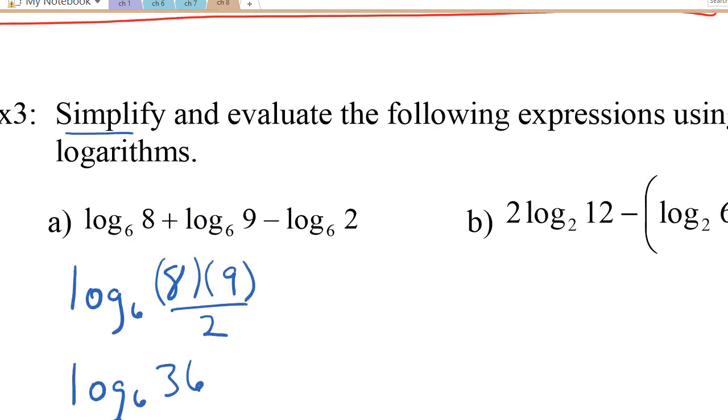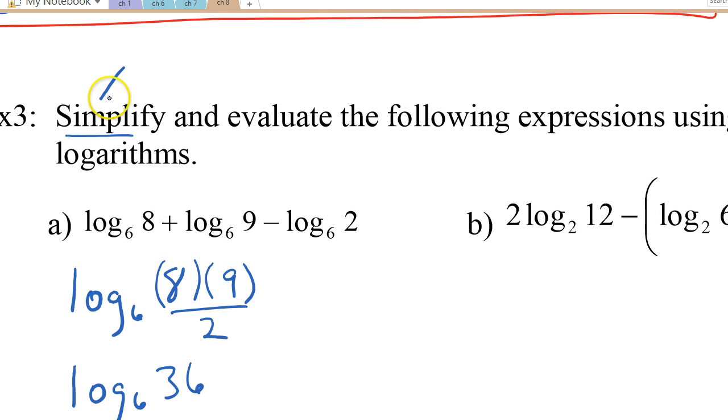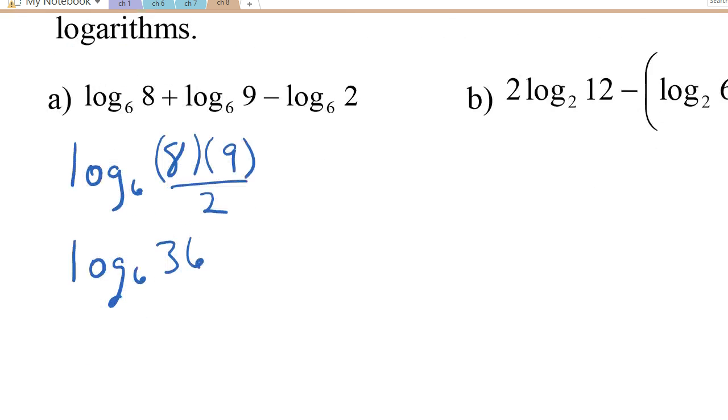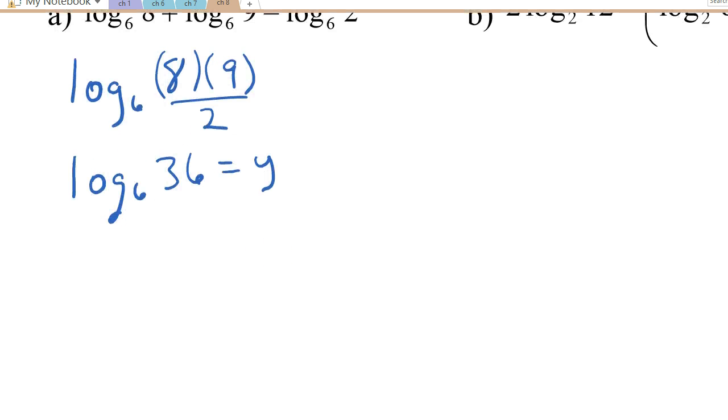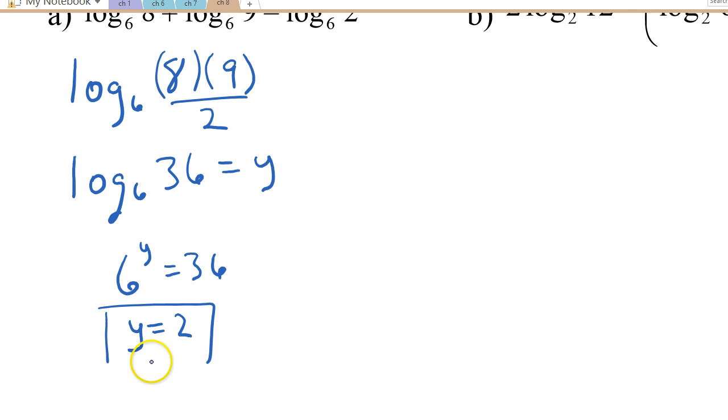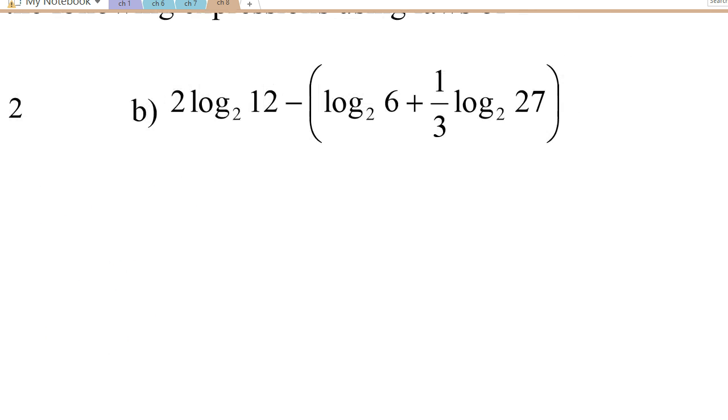So we've done the simplify part, and now we need to evaluate. So evaluate is find out what it is, find what the value is. So I'm going to say this is equal to y, so that now I can change this from a logarithmic to an exponential form. So the base is 6 to the power of y is equal to 36. So y is equal to 2. There is our answer. Let's try this one over here.